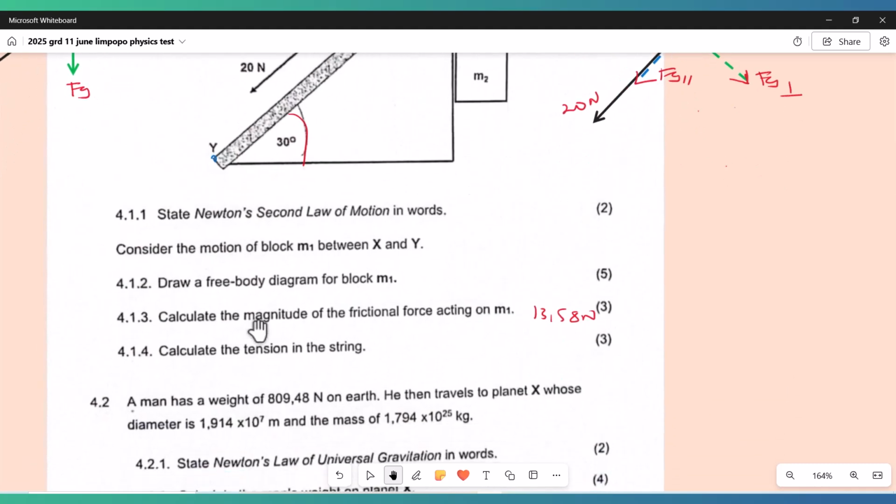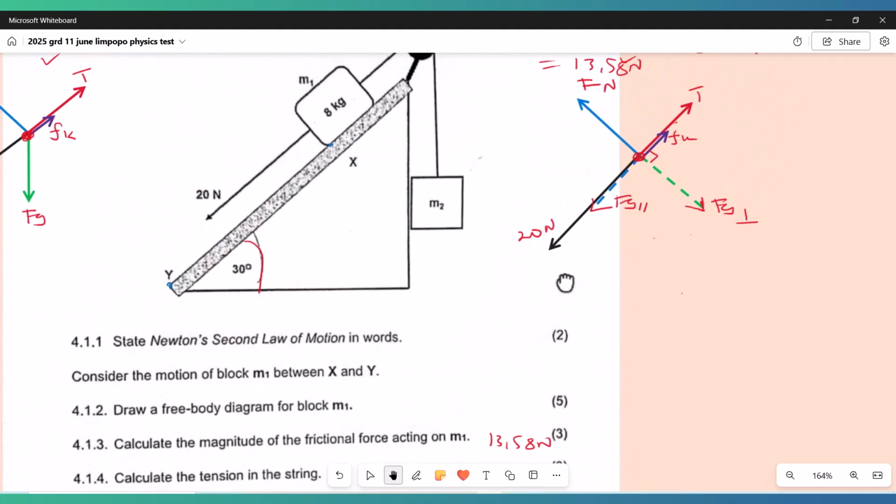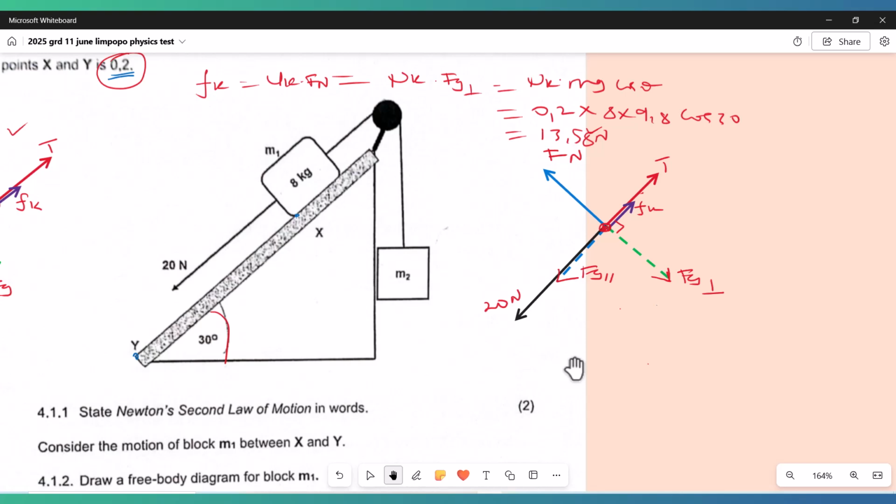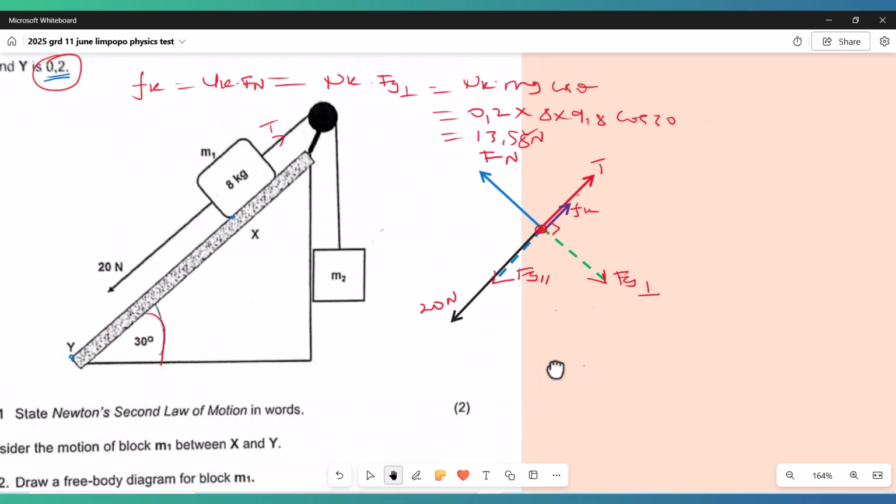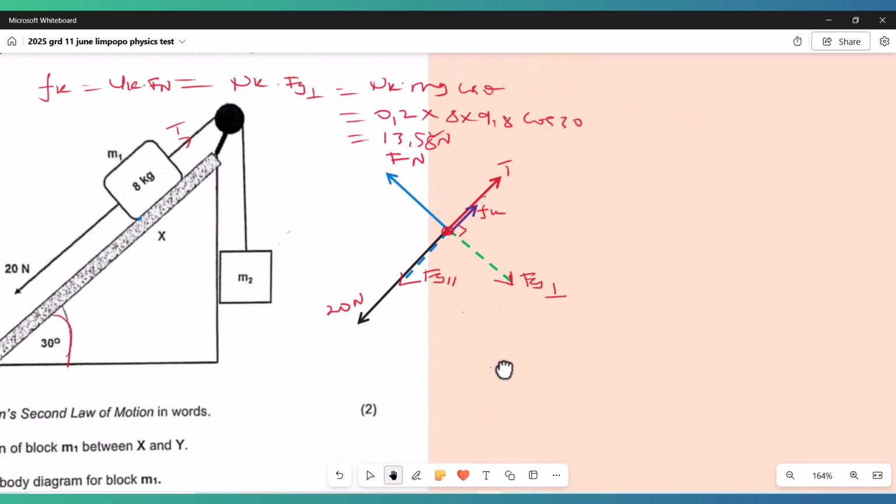4.1.4. They say calculate the tension in the string. Now that I know the frictional force, I can find the tension in the string. So the tension in the string here is opposing the motion as well. Now because I know friction, I'm going to find my T by using F net equals MA.